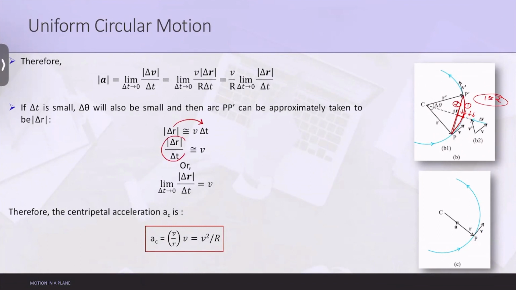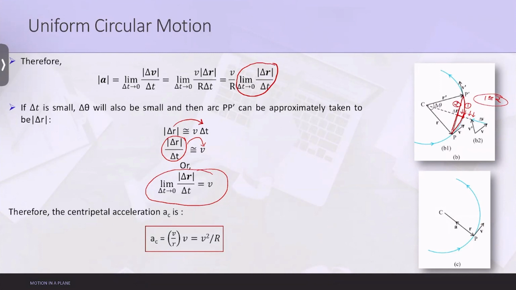Hence mod delta R by delta T is approximately equal to V, or limit delta T tending to 0 mod delta R by delta T is V. So either you can see it in this fashion, or you can just directly say that this is the thing which you obtained, and hence for infinitesimally small value of delta T, mod delta R by delta T is nothing but equal to velocity. Okay, so either you can use calculus or you can use the graphical method of understanding it depending on the figure.